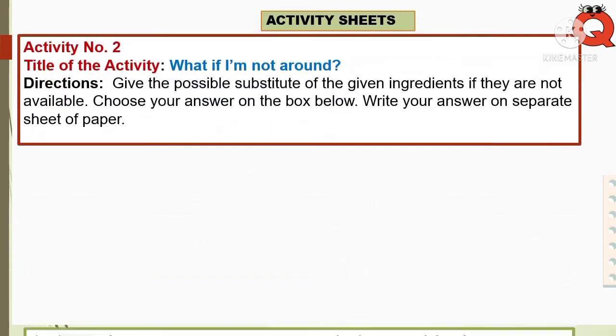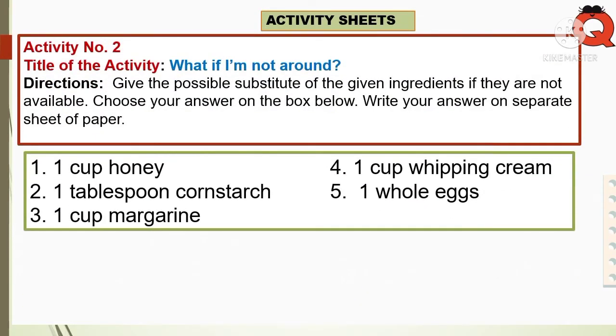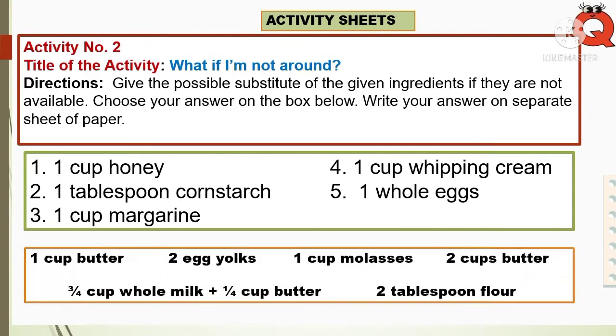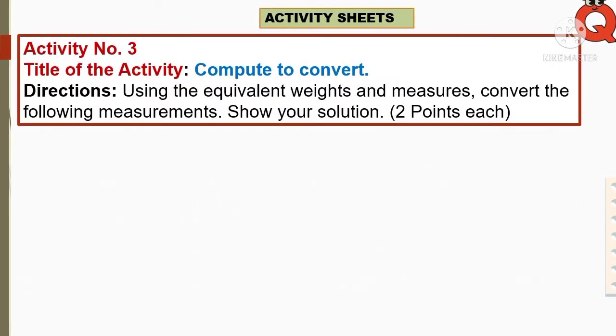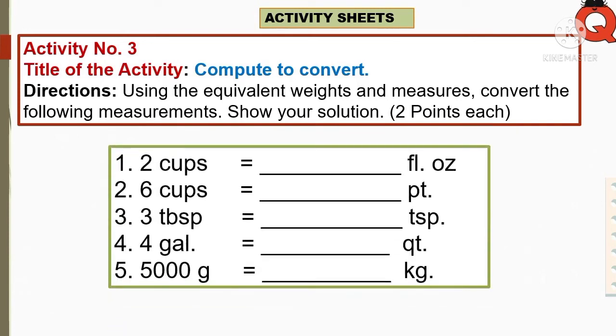For activity number 2, the title of the activity is What If I'm Not Around? Directions: give the possible substitute of the given ingredients if they are not available. Choose your answer in the box below. Write your answer on a separate sheet of paper. For the last activity, activity number 3, the title of the activity is Compute to Convert. Directions: using the equivalent weights and measures, convert the following measurements. Show your solution. Each number will be given 2 points.